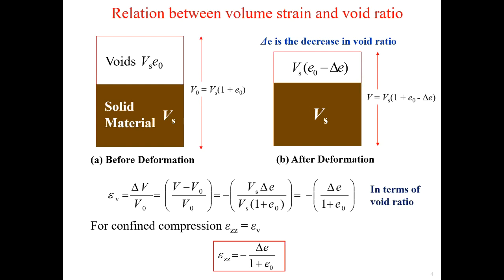So for the confined compression, there's no strain in the X and Y direction. So the strain in the Z direction is equal to the volumetric strain. In other words, epsilon ZZ, the strain in the Z direction, equals the total volumetric strain, epsilon Z. So finally, we get the vertical strain expression as negative delta e divided by 1 plus e0. This relationship will help us to calculate the settlement in the later part.